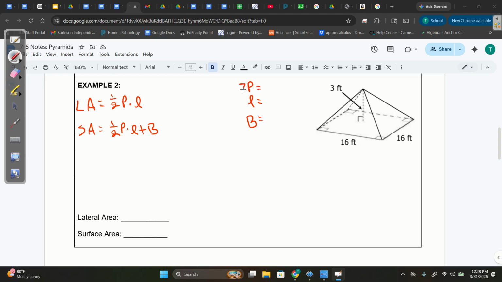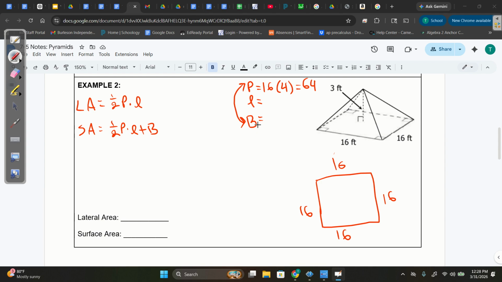Let's start with these two pieces, because they both deal with my base. Looking at my shape, my base is a 16 by 16 square. So, 16 all the way around. The perimeter is 16 plus 16 plus 16 plus 16, or 16 times 4 sides, which is 64.